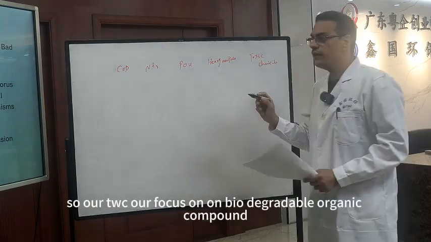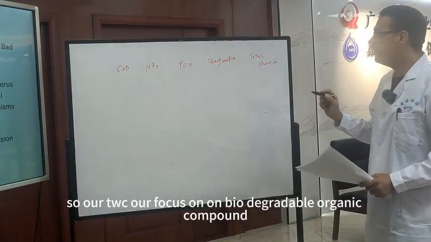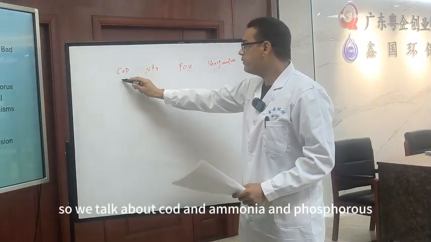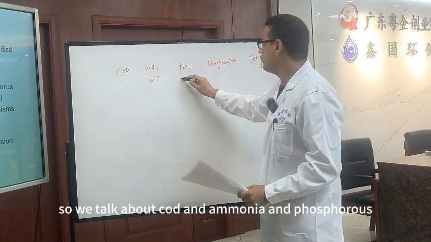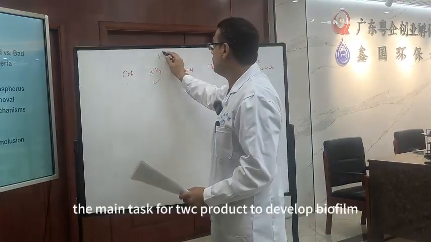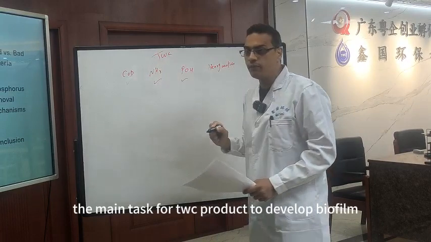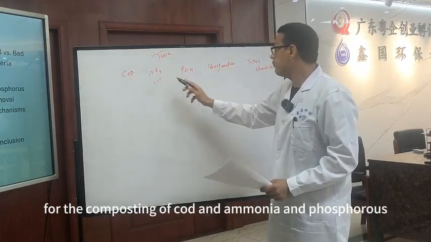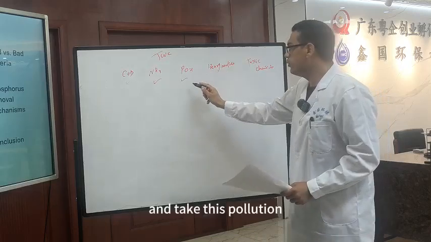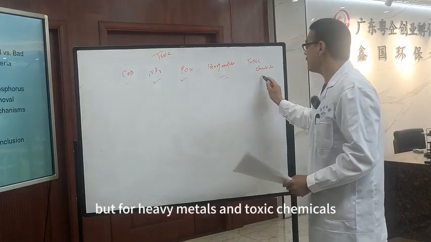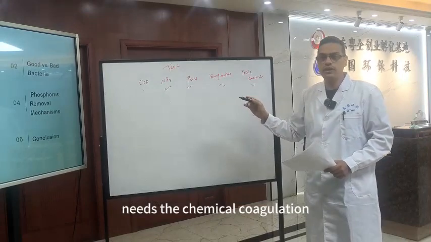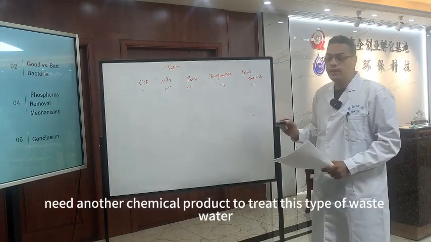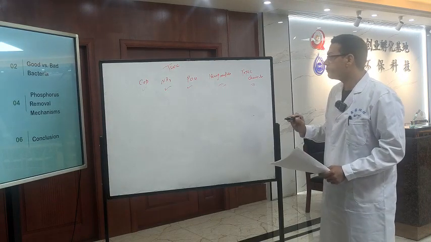So our TWC is focused on biodegradable organic compounds. So we talk about COD and ammonia and phosphorus. That is the main task for the TWC product, to develop biofilm for decomposing COD, ammonia and phosphorus and take away this pollution. But heavy metals and toxic chemicals need chemical coagulation, another chemical product to treat this type of wastewater.